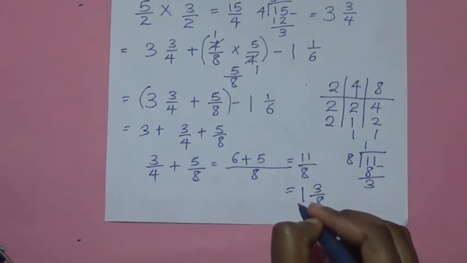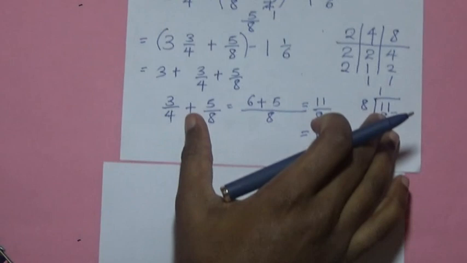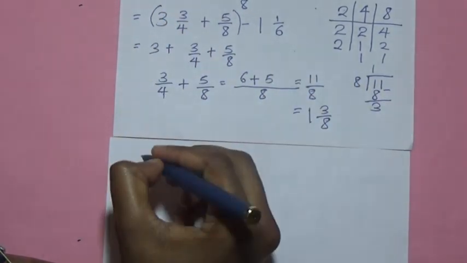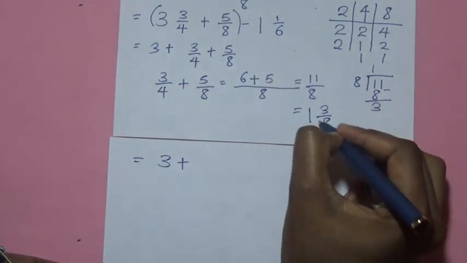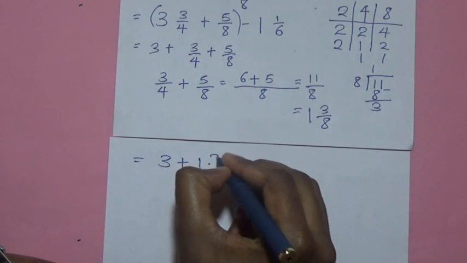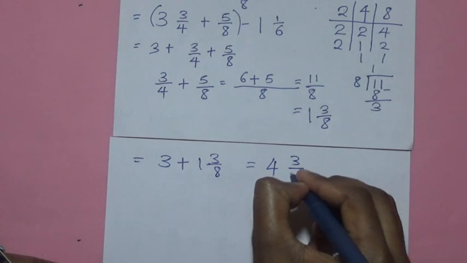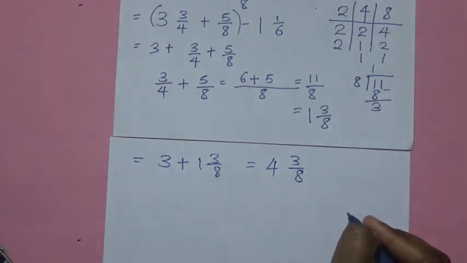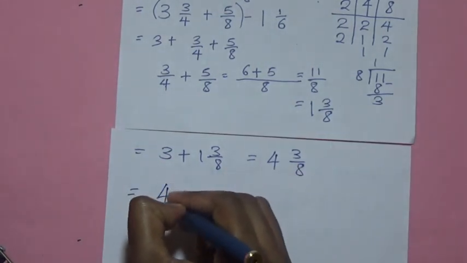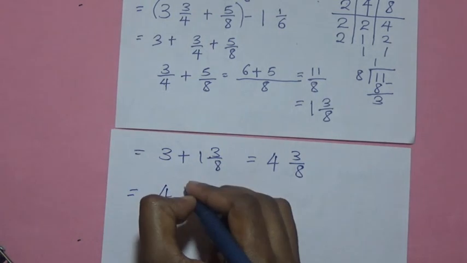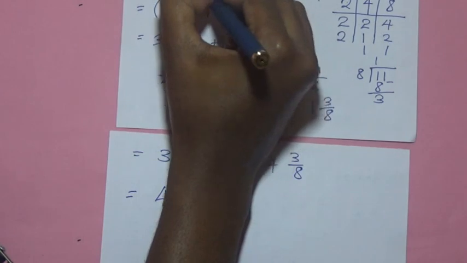Okay? Now, what we are left with now will be, we will have a 3, which is a whole number, plus 1 and 3 over 8. This will give us 4 and 3 over 8. Okay? Now, what we are remaining with now will be 4 and 3 over 8, which is the answer here. 4 and 3 over 8.